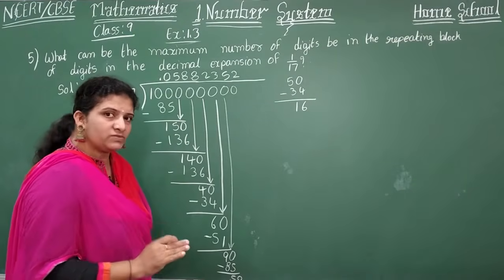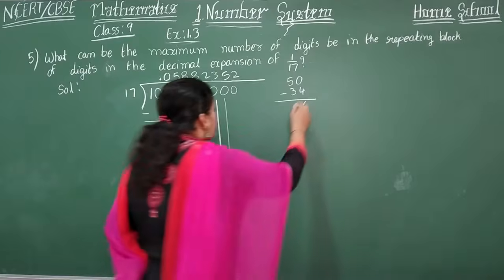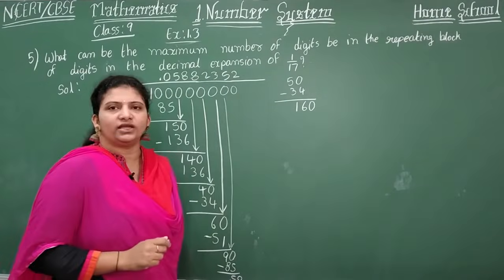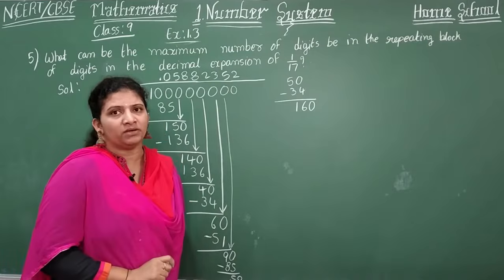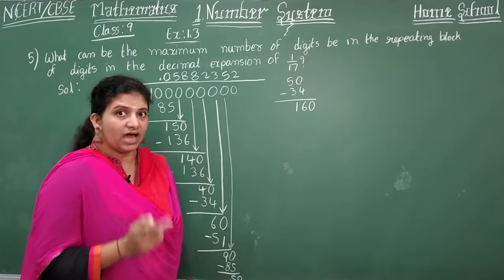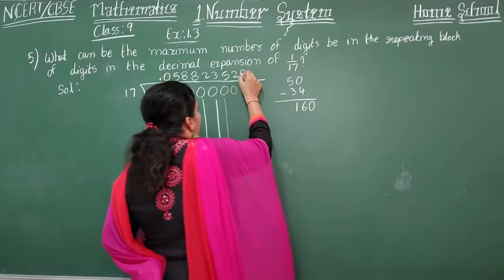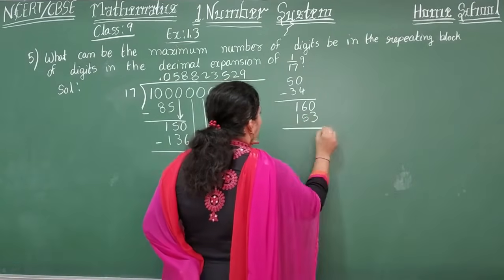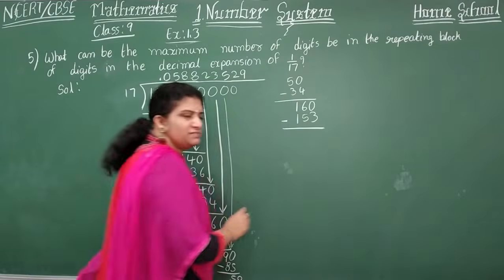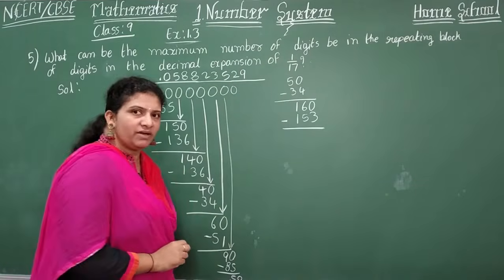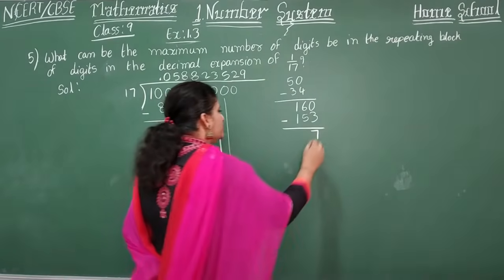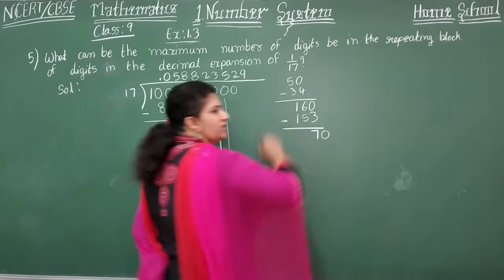So for that purpose, what do I need to do? I need to drag in 0. Now what are you going to get? Where are you going to get the nearer number to 160? 17 nines, sir. What is 17 nines, children? It will be 153. Again subtract here. 160 minus 153 will be how much? 7. Drag one more 0 here.